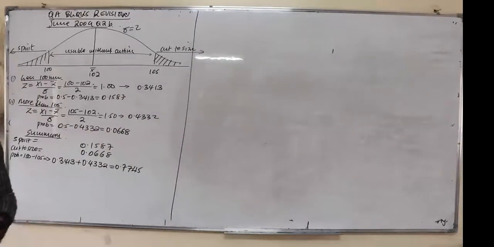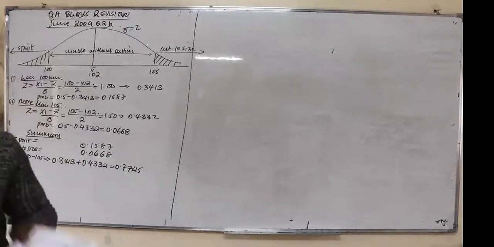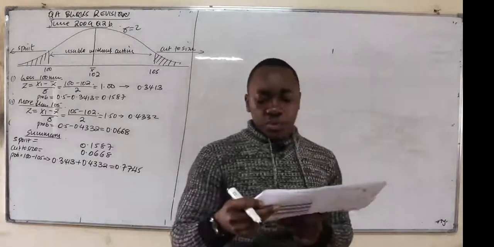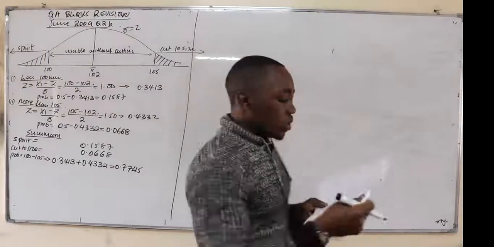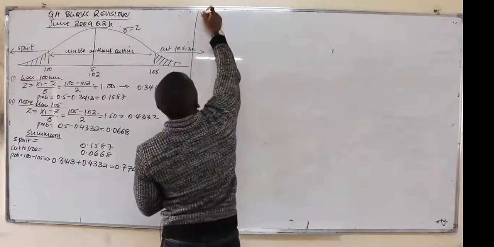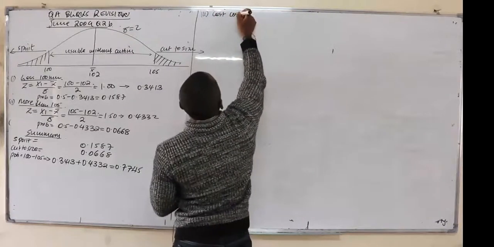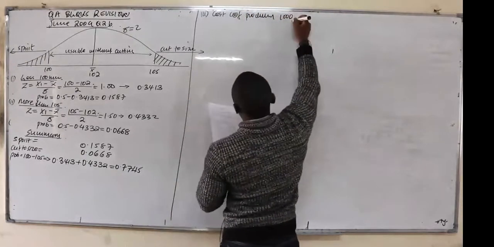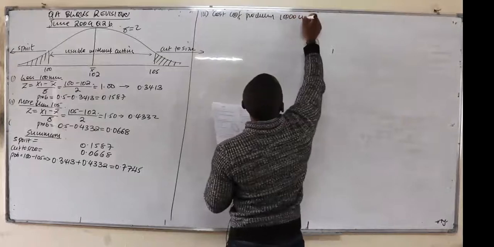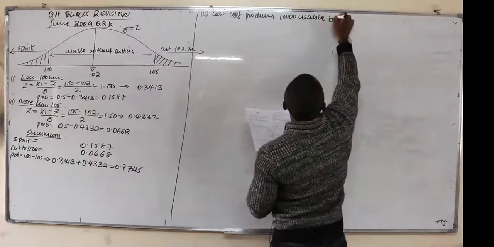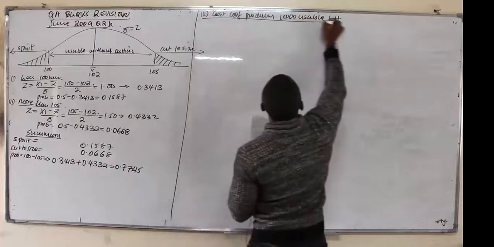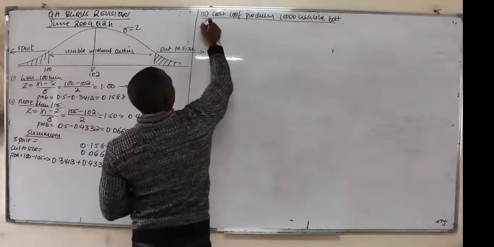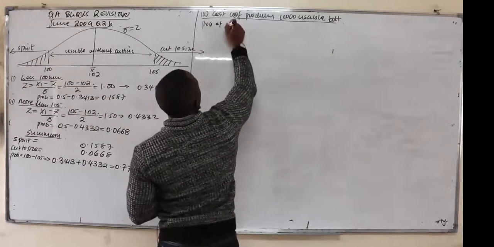Now let's go to part C of the question. We are told about the expected cost of producing 10,000 usable bolts. So number one, you have to get the probability of producing a usable bolt. What's that probability? The probability of usable bolts.